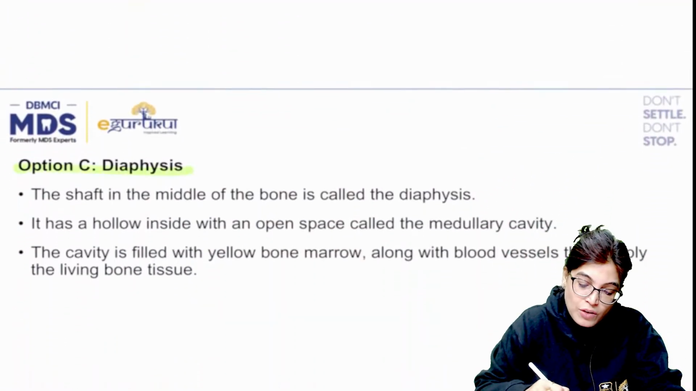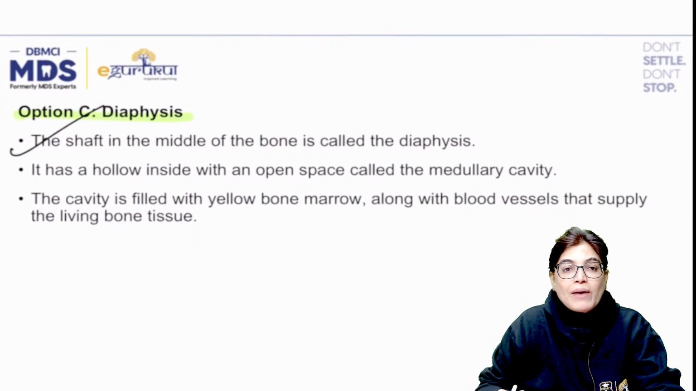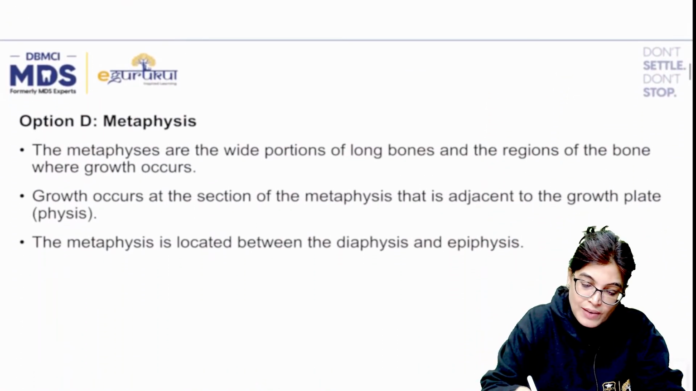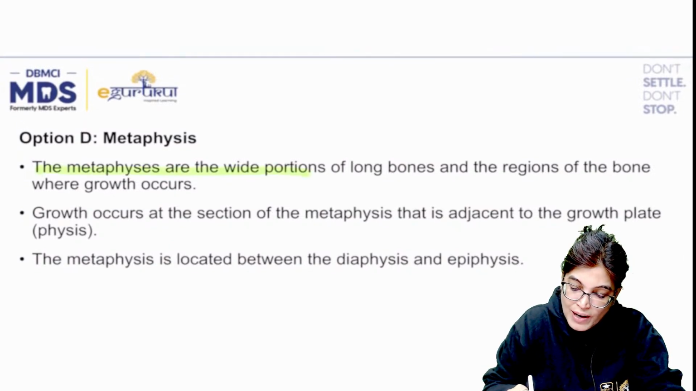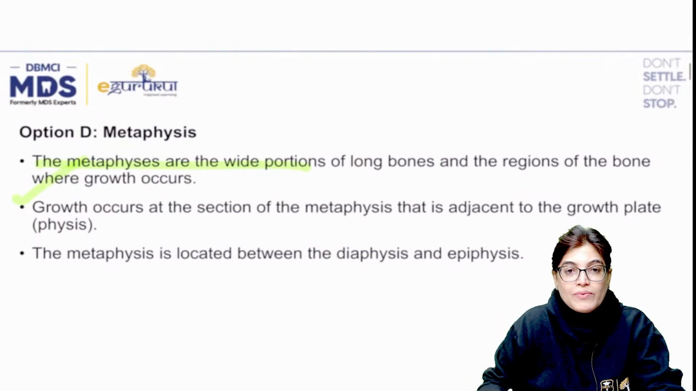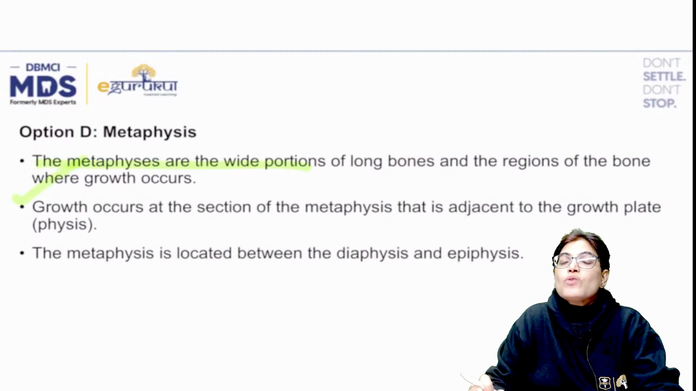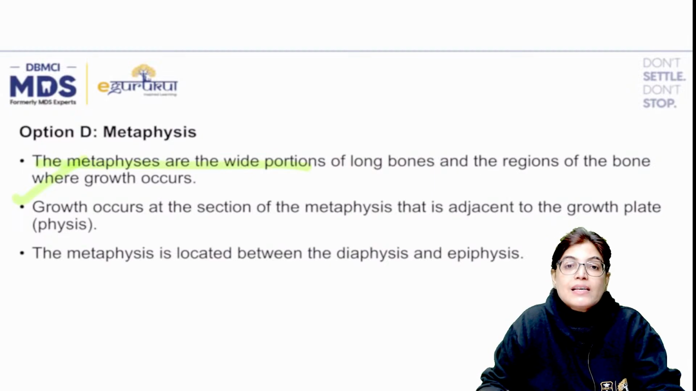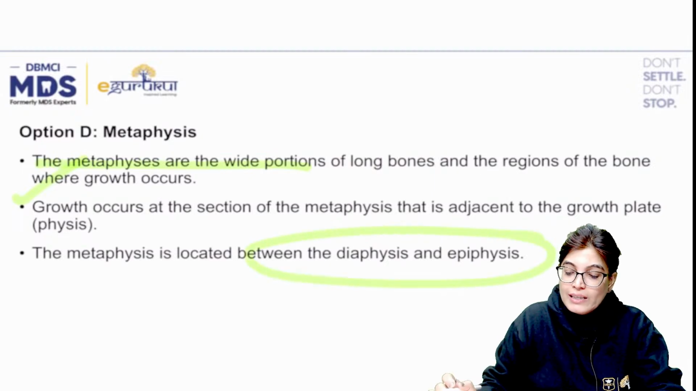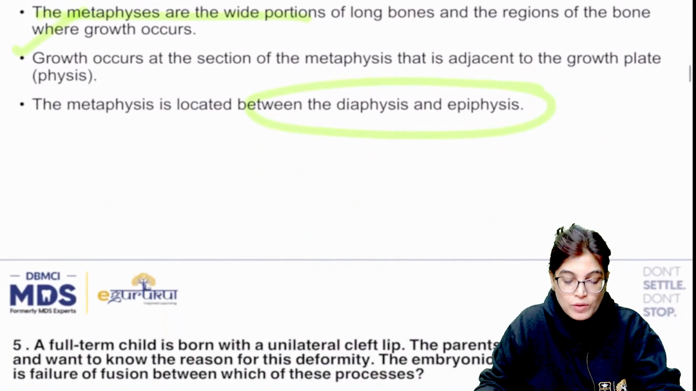Diaphysis is the middle part of the long bone. It is the shaft part of the long bone, and it is the location of the primary center of ossification, not the secondary center of ossification. Metaphysis: the metaphyses are the wide portions of the long bone and the regions of long bones where growth occurs. If I am talking about growth occurring in this zone, it is in this section. Metaphysis is the epiphyseal end of the diaphysis, located exactly between the diaphysis and epiphysis, and the metaphysis is the most vascular zone of the long bone.